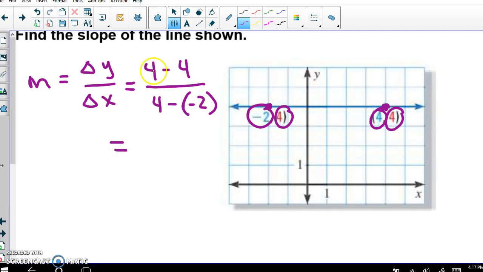And as I simplify, in my numerator, 4 minus 4 is 0. 4 minus -2 is really 4 plus 2, but it doesn't really matter because my slope is going to simplify to 0. It is okay to have a 0 in the numerator. This we would just say slope equals 0.